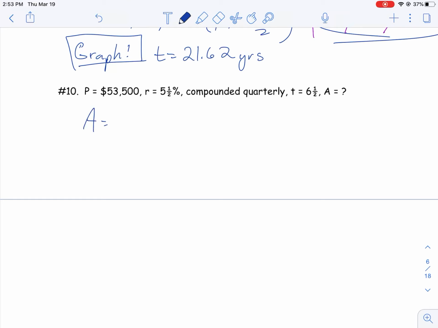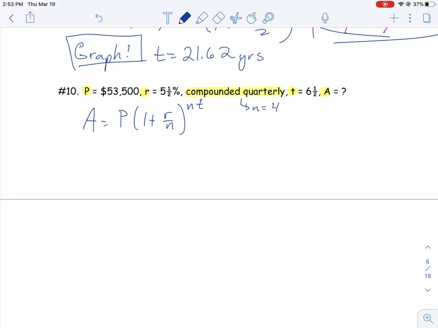Hopefully you tried that. You'll remember the equation. A equals P times 1 plus R over N to the N times T. You can see here we have our P, we have our R. Here they actually give us the T and they ask for A. I didn't mention N, but you'll notice here compounded quarterly. What does that mean about N? That means that N equals 4.